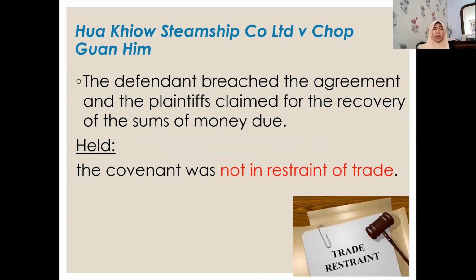So the defendant, the trader, breached the agreement and the plaintiff claimed for the recovery of the sums of money due, the triple payment. And when they were being sued, the trader raised the defense that this is a restraint of trade. It is void. You cannot put the restraint on us. But the court held that the covenant actually was not a restraint of trade. Because you agreed to be imposed with the triple payment here, you cannot challenge it later by saying it was under section 28. It's not really within the purview of section 28. So basically the restraint was valid.